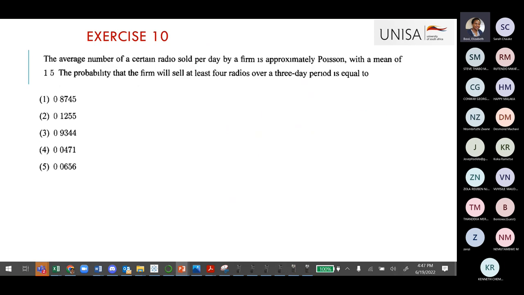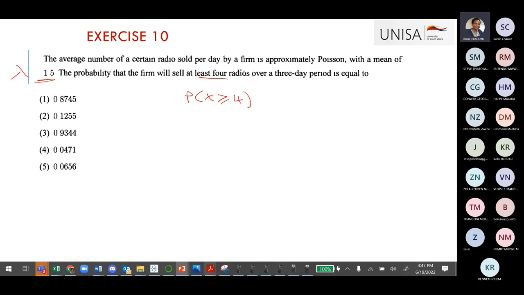I'm not going to do that because I'm just giving you. In terms of the Poisson, they will give you the average. You just need to remember that this is your lambda. And they say at least 4. Therefore, you're going to find the probability of greater than or equals to 4.